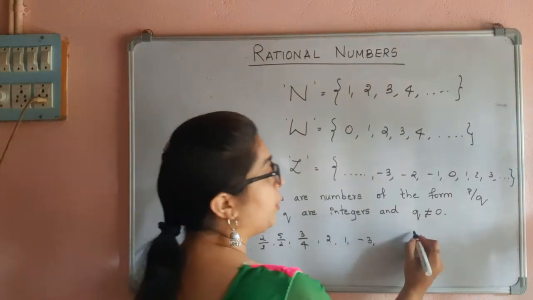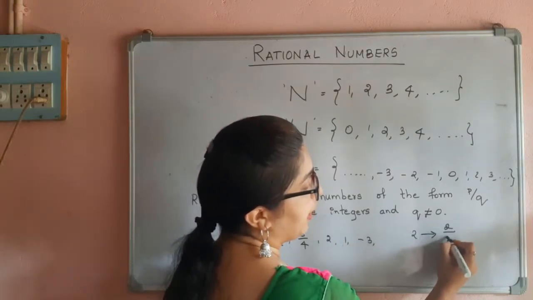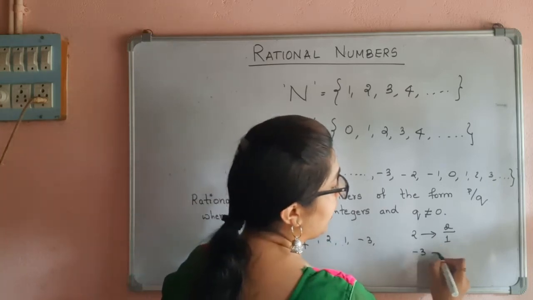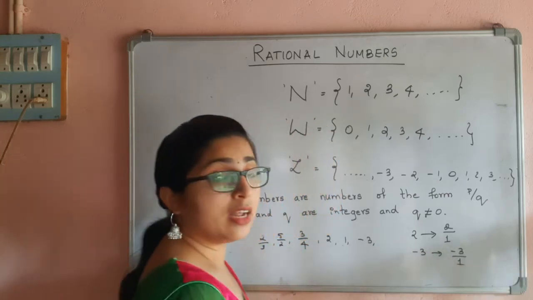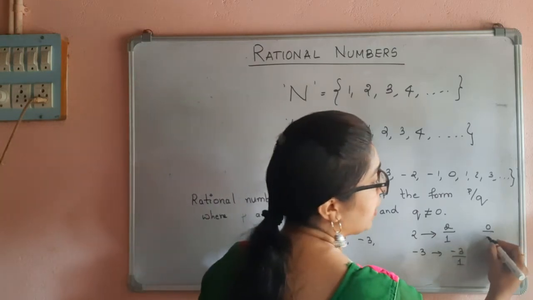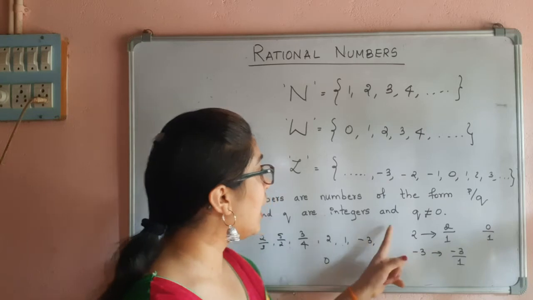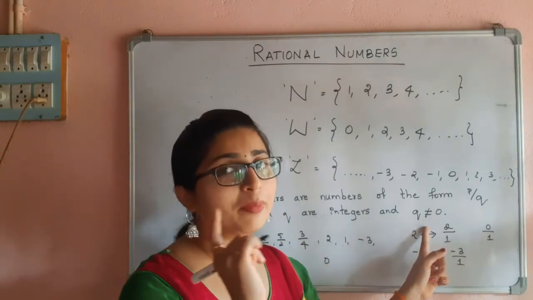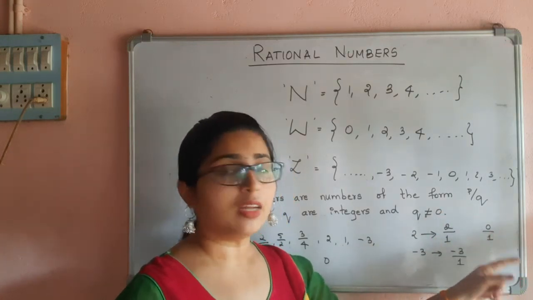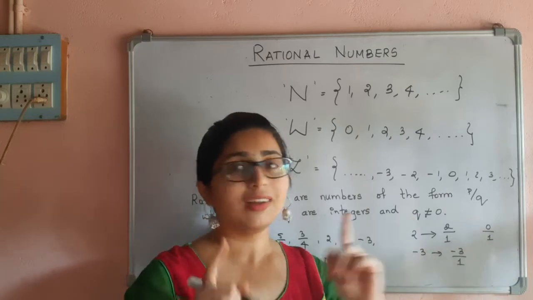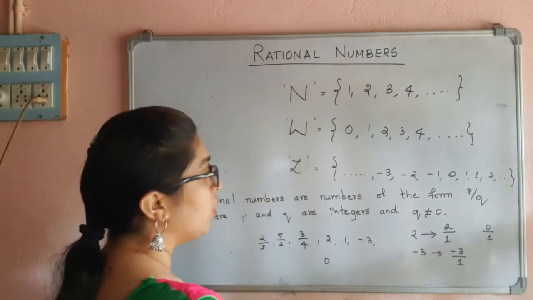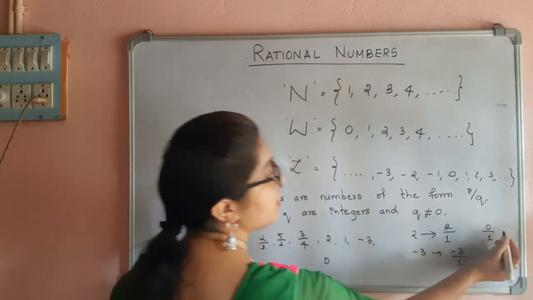So see, 2, I can write in the form 2 divided by 1, where 2 is an integer, 1 is also an integer. -3, I can write as -3 divided by 1. Even 0 comes under the rational numbers. How? Because I can write it in the form 0 divided by 1. See, I have said q is not equal to 0. I have not mentioned that p is not equal to 0. So that is satisfied here. p divided by q, q is 1, q is not 0. So 0 also comes under the rational numbers. So 2 by 1, -3 by 1, 0 by 1.